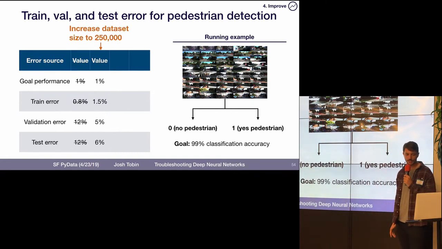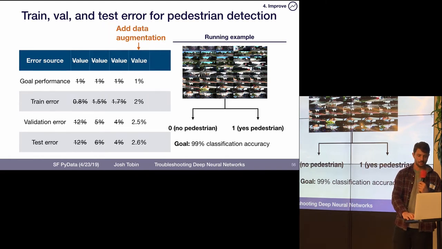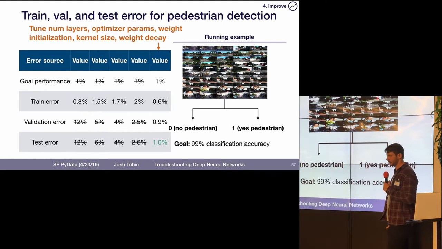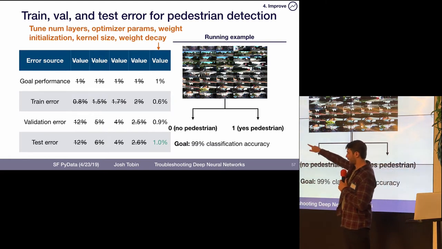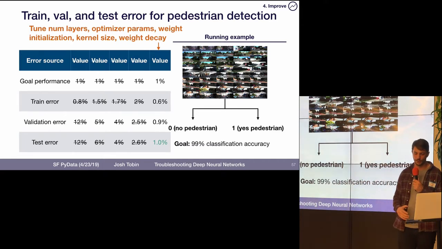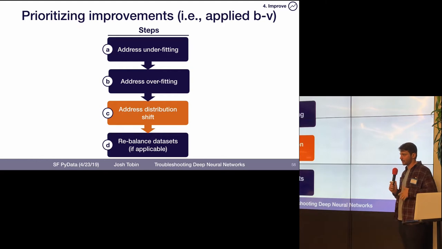So we might increase the data set size to 250,000, which will help a lot. And then we might add weight decay, which is a form of regularization, maybe add some data augmentation, and then finally tune some hyperparameters, because our training error had shot back up. And so in this example, maybe this will be good enough to get our validation performance where it needs to be.